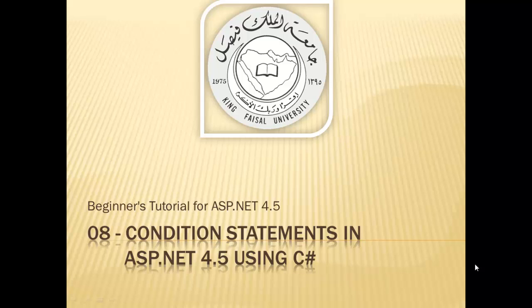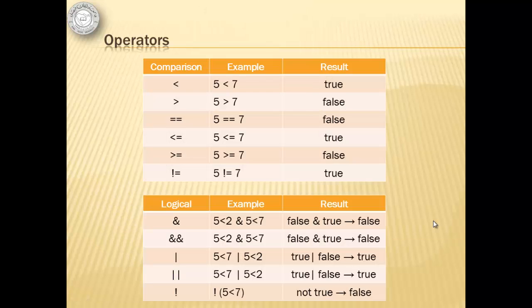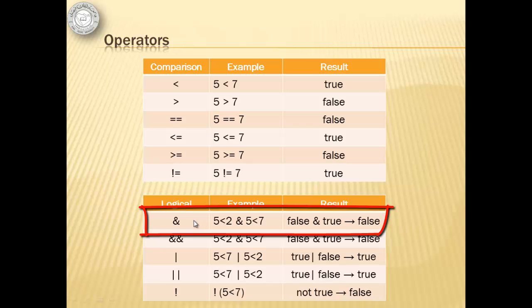Welcome to this video tutorial on ASP.NET 4.5 for students of King Faisal University and for others who want to learn ASP.NET. This is part 8 in this series entitled Condition Statements in ASP.NET 4.5 using C#. Using comparison and logical operators results to Boolean value of either true or false. For example, because 5 is less than 7, the first, fourth, and sixth examples resulted to true, while the others false.